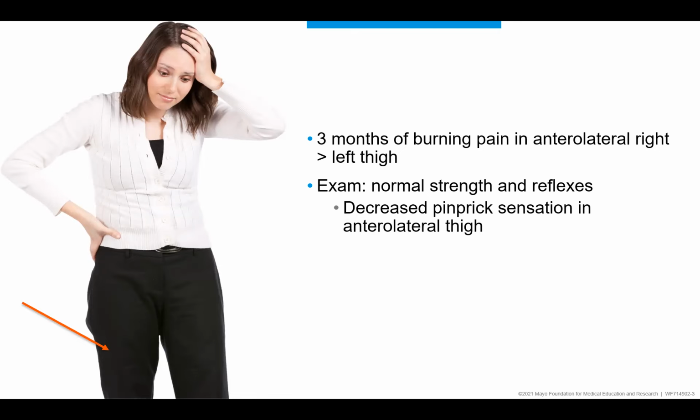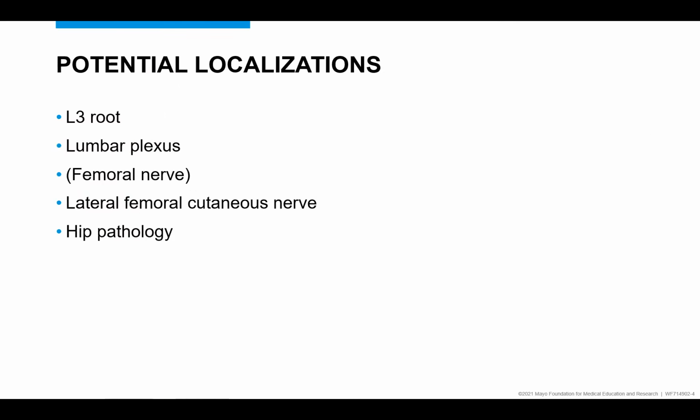And when we're faced with a patient that comes in complaining of symptoms in the anterolateral thigh, there are several localizations that one might consider to account for the patient's symptoms. So thinking about this from a proximal to distal localization, one consideration is a radiculopathy, particularly the L3 or perhaps the L4 root. Lumbar plexopathy would be a consideration, although most patients with lumbar plexopathy will have significant weakness and not just pain or sensory loss.